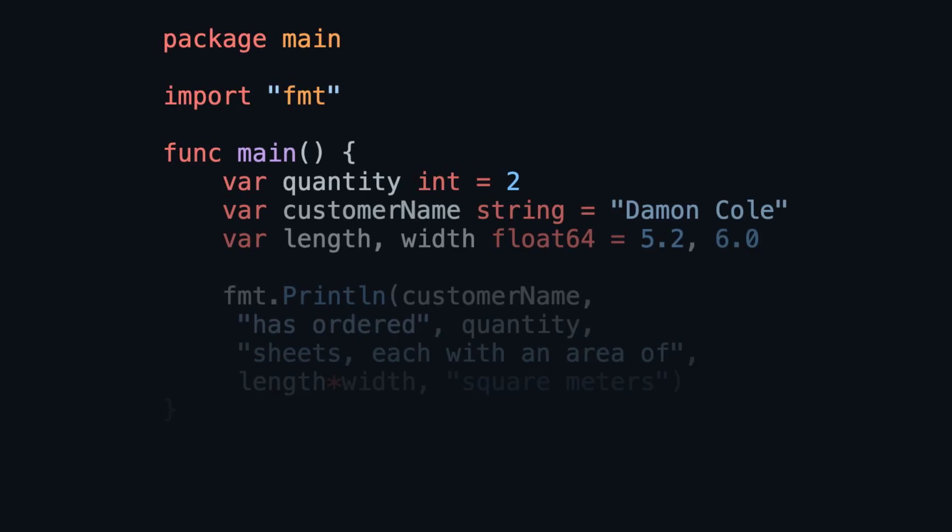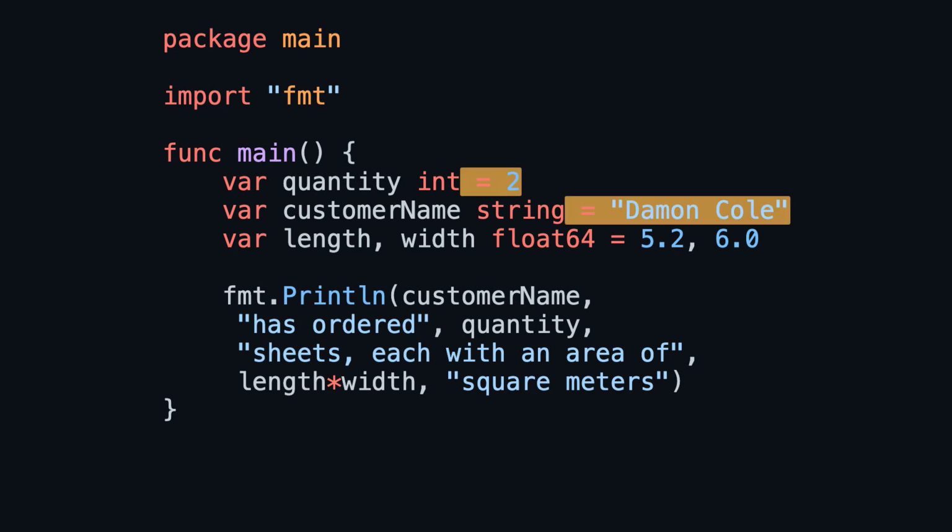If you know the value a variable will hold beforehand, you can declare and assign it in a single step. In this example, we simultaneously declare and assign values to quantity, customerName, length, and width. This is a streamlined way to initialize variables when their values are predetermined.